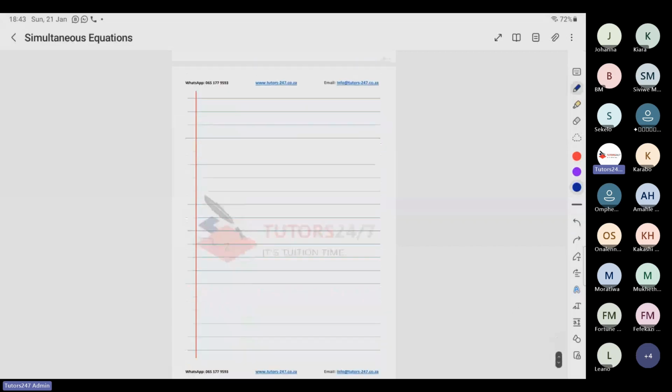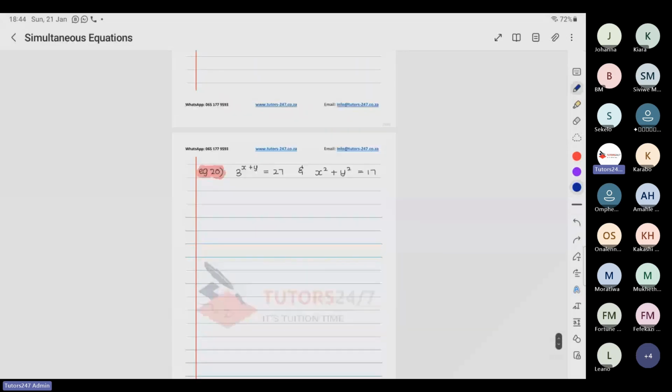There's a lot of questions here. I would recommend, because you're busy with the exponents, have a look at example 20. It's quite interesting. You can attempt these questions on your own as well, okay?